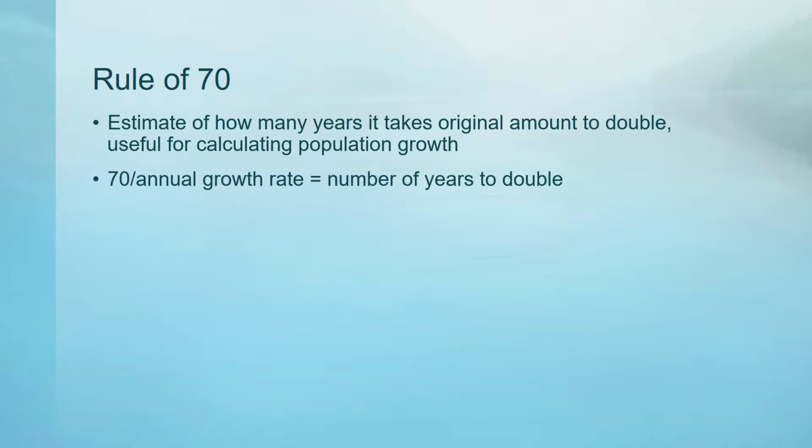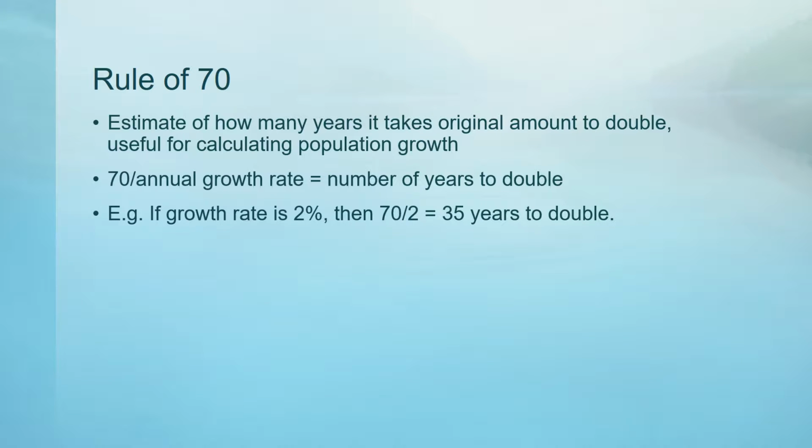So here's the question. 70 divided by the annual growth rate equals the number of years to double that amount, or number of people. So if a population growth rate is, for instance, 2%, then 70 over 2 equals 35 years to double. If the growth rate is 7%, then 70 over 7 would equal 10 years for that population to double, and so on.